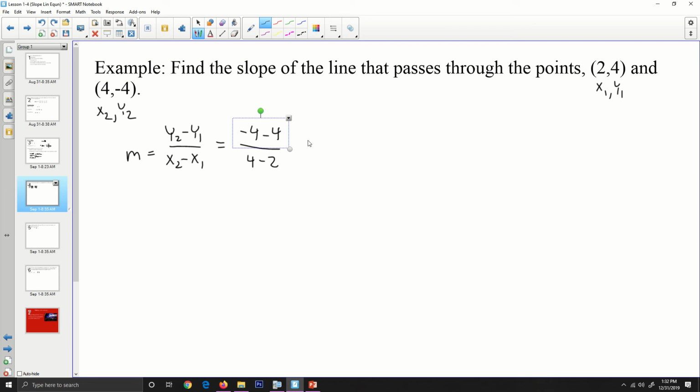So negative 4 minus 4 is negative 8. 4 minus 2 is 2. Negative 8 divided by 2 is negative 4. That is the slope of that particular line.